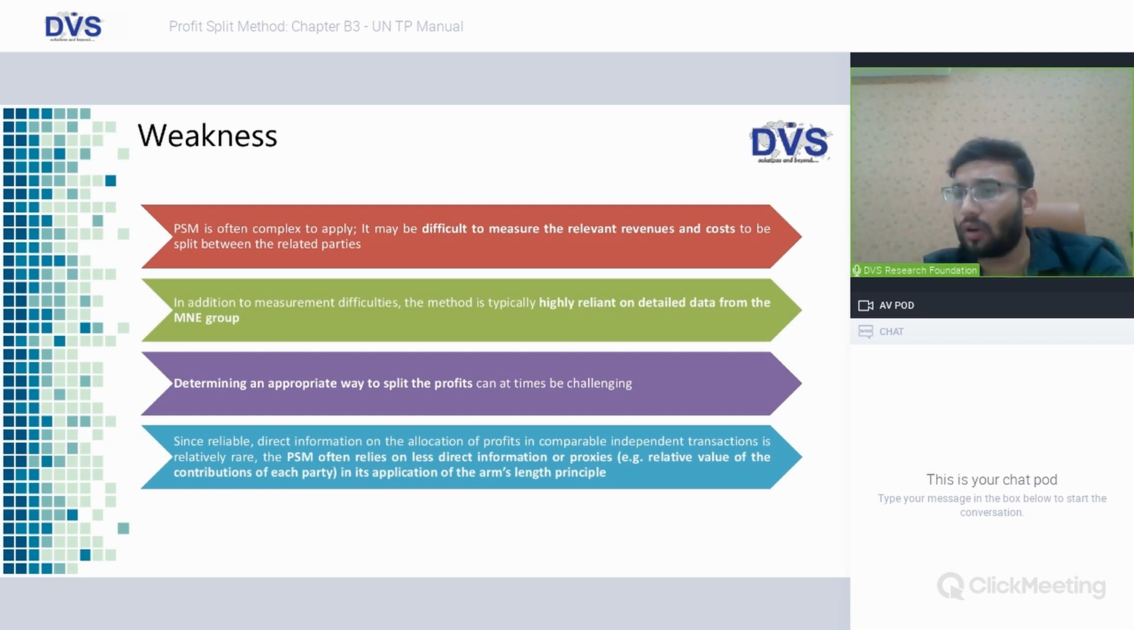PSM. The weakness is that it is often complex, as I said, because the basis of allocation is always subjective. So, say if there is a software development transaction and research and development, or research needs to be done for that software development. The research entity might say that okay, for us the cost is this much, and you add this much markup on our cost and give us this much amount of profit. So there is no relevant basis for allocating profits, or costs, or the margins which are earned in that particular transaction. So that way it becomes very difficult for PSM to apply.